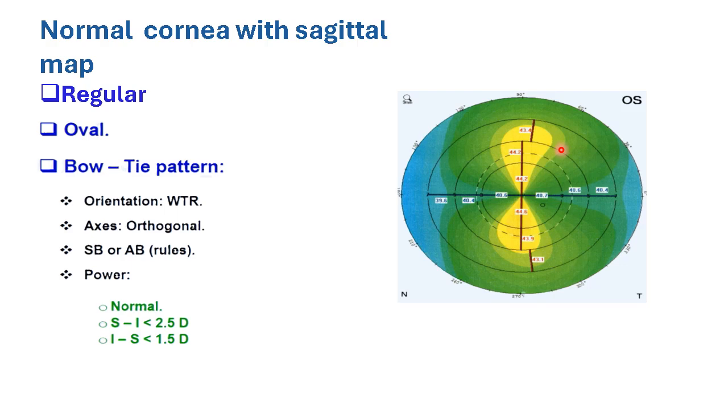This is the normal cornea. This is the normal regular cornea. Also, usually there is symmetry between superior and inferior. The difference in power between superior and inferior is not more than 2.5 diopters, and from the inferior to the superior, not more than 1.5 diopters.